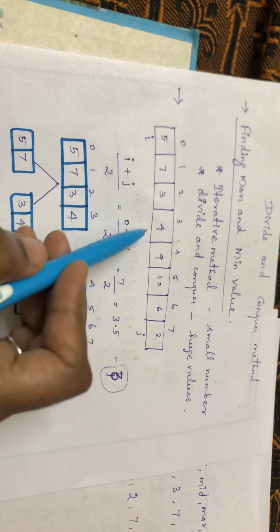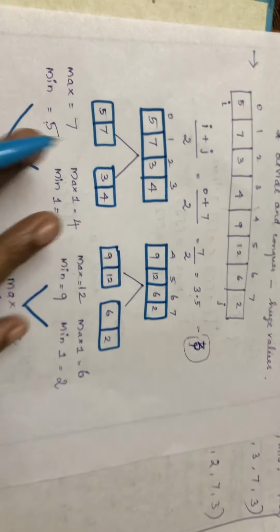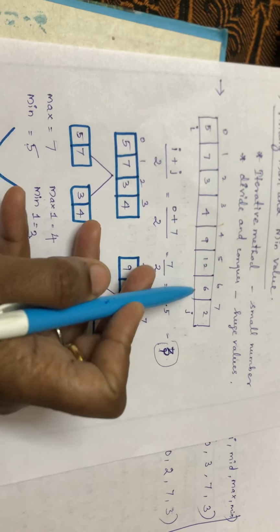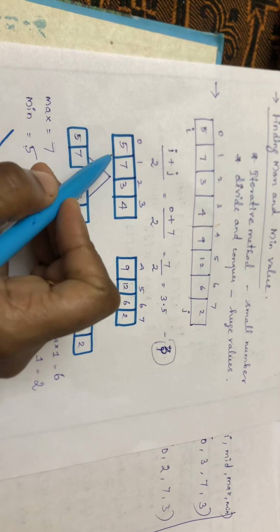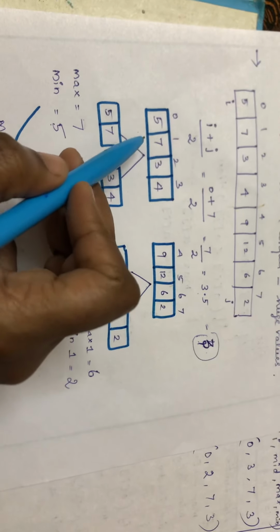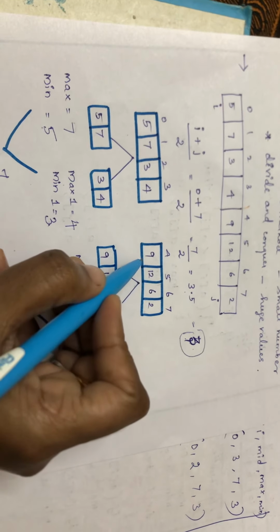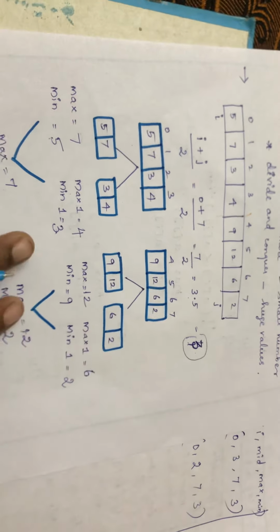So 0 to 3 is the left part, 4 to 7 is the right part. Likewise here, the problem is divided into sub-problems. One is the left side part, another one is the right side part. Here the left side part is 5, 7, 3, 4. Another one, the right side part, is 9, 12, 6, 2.